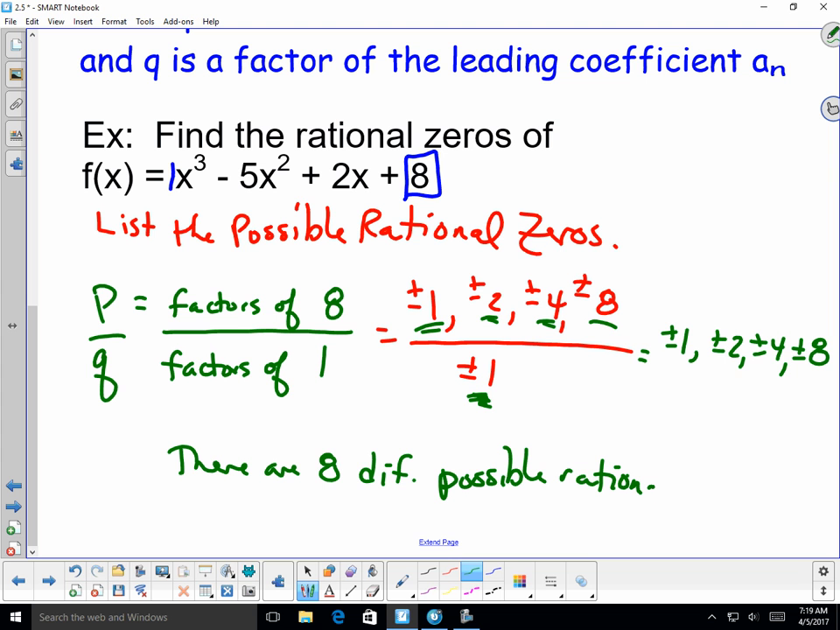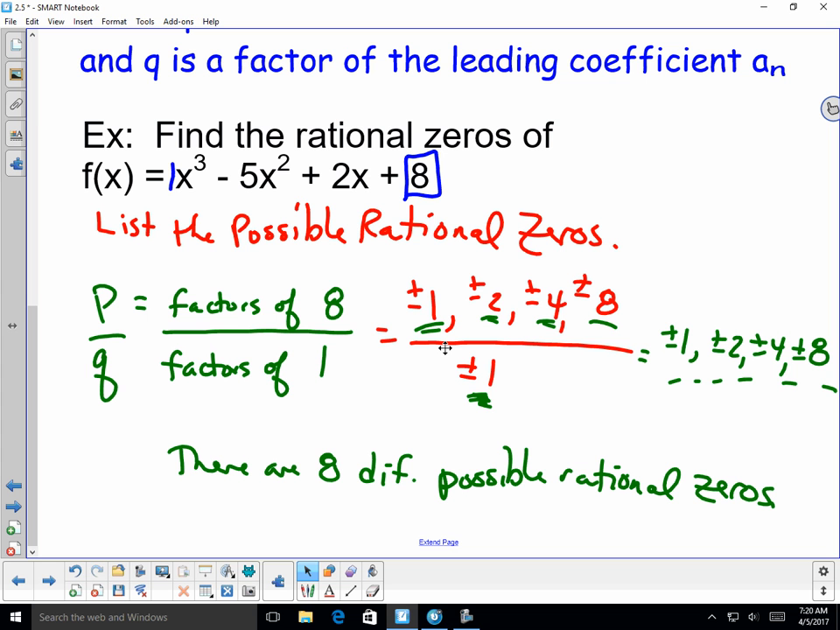So that means if you did synthetic division 8 times with each one of these numbers and none of them work, then you could say, well, this polynomial has no rational zeros. All right, so at this point, we could start trying 1, then negative 1, then 2, then negative 2, and so on, but it might be easier just to test this with our graphing calculator.